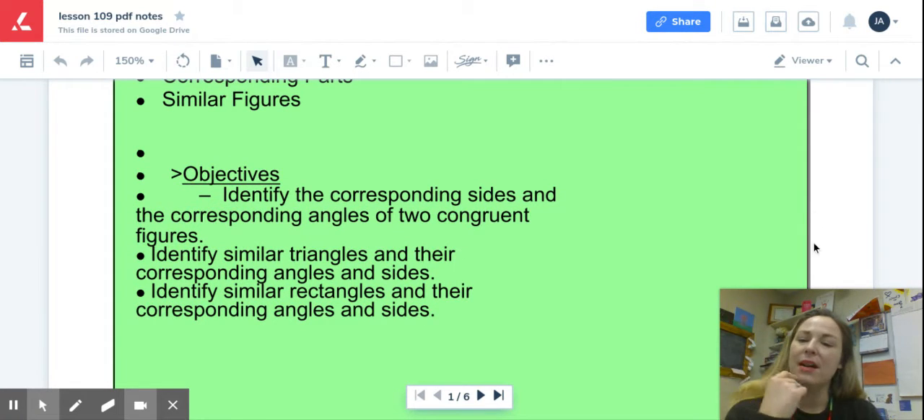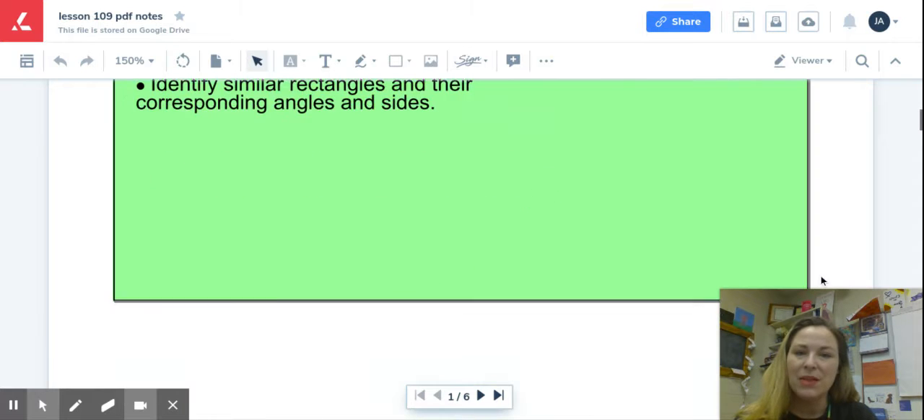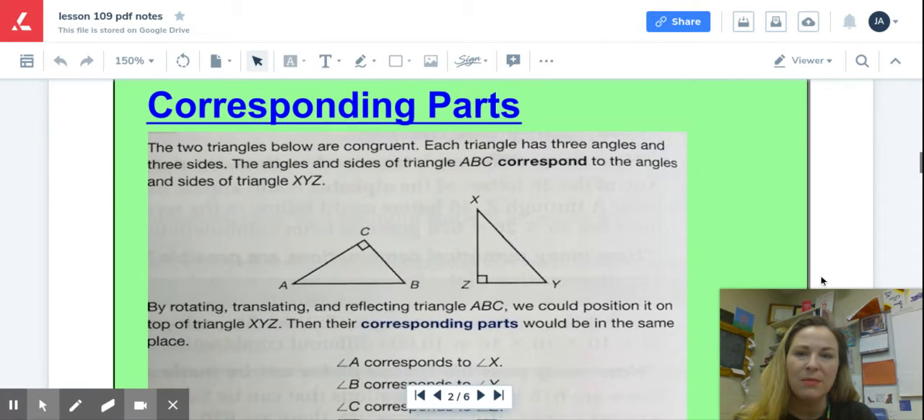Our learning targets are to identify corresponding sides and the corresponding angles of two congruent figures, also to identify similar triangles and their corresponding angles and sides. And then lastly, we have identify similar rectangles and their corresponding angles and sides. Let's go ahead and move on, and I'm going to talk a little bit about this.